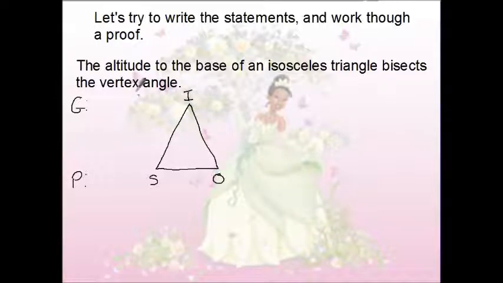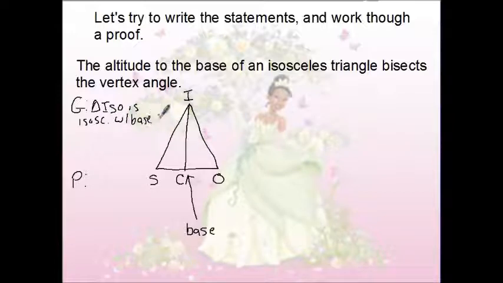Now, we also know that I have an altitude to the base. Now, if my altitude is to my base, one thing that I know is that this piece right here is going to be my base, and my altitude is going to be going straight down here. So let's make this point right here C. Now, stuff that's given. Starts off, I know triangle ISO is isosceles with base SO. I also know that I have an altitude. I know that IC is an altitude to SO.